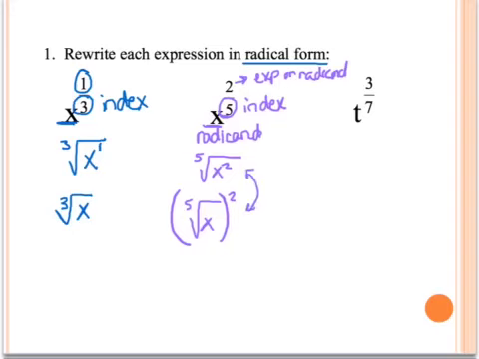Okay, the last one for problem number 1. We have t to the 3/7 power. Go ahead and try that one by yourself, and then check your answer against mine.